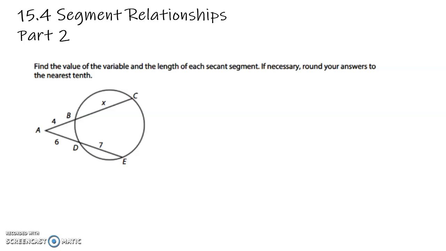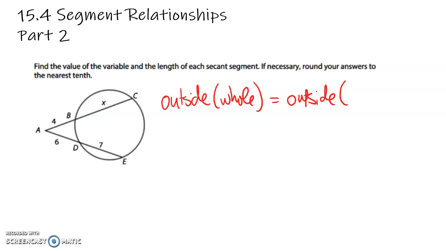Okay, so let's go ahead and find the length of x, so that way we can find the length of the entire secant. When we have two secants that intersect outside of a circle, they have a special property with it. I summarize it as this. You take the outside times the whole thing for one secant, set that equal to the outside portion times the whole secant of the other one.